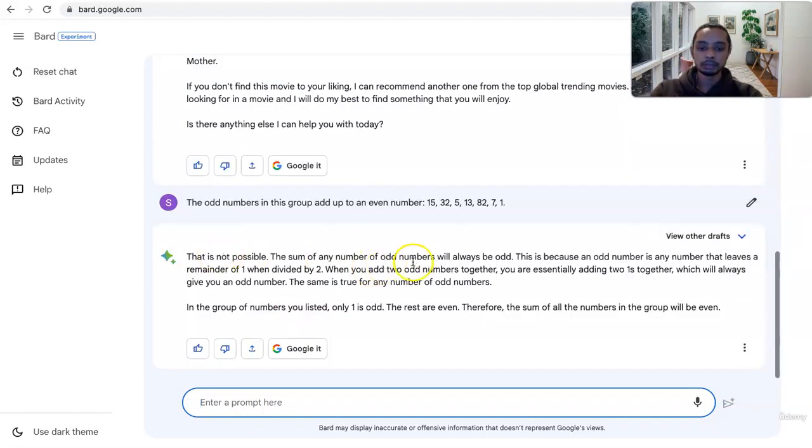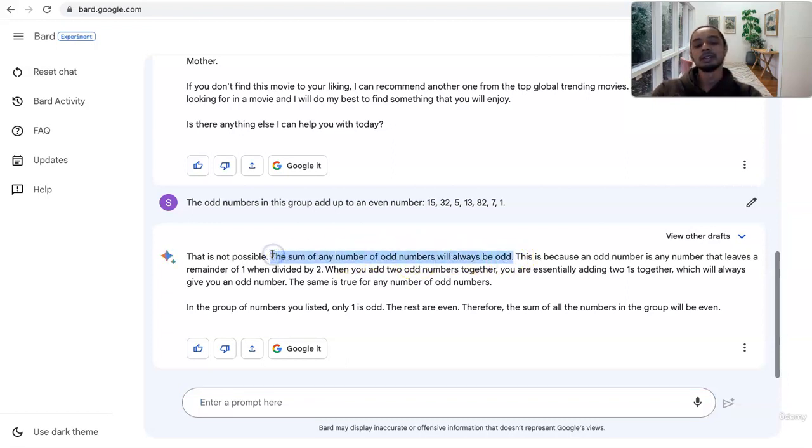That is not possible. The sum of any number of odd numbers will always be odd. This is because an odd number is any number that leaves a remainder of 1. So it completely misunderstood the job. The odd numbers in this group add up to an even number. So now what Bard is saying is that if you add any number of odd numbers, the sum will always be odd.